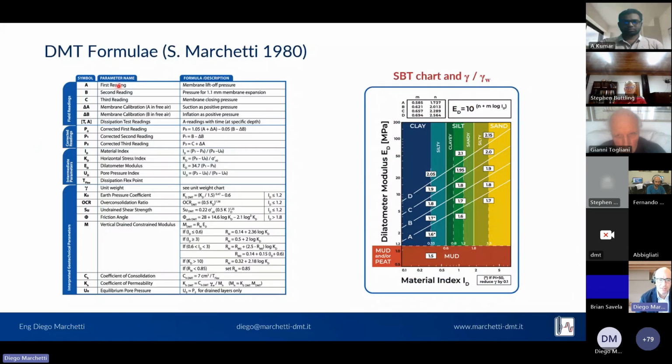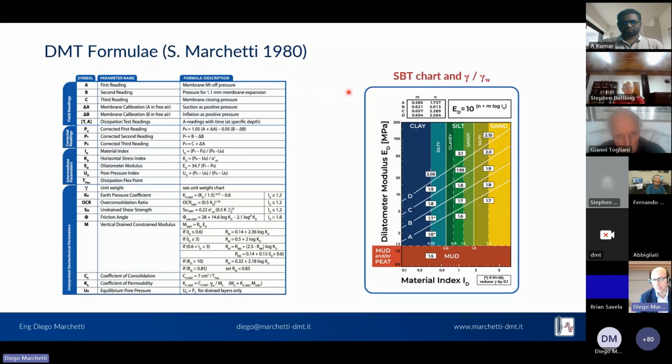So this is a summary of the formulas. As you see, the field readings, we saw them, A, B, C, and the calibration. We will see the dissipation test later on. The corrected readings, P0, P1, and P2. The intermediate parameters, ID, KD, ED, UD, and the flex point for the dissipation test. And then the interpreted geotechnical parameters that were proposed by Professor Marchetti in 1980 and that are still used today as standard formulas for data processing of the DMT.